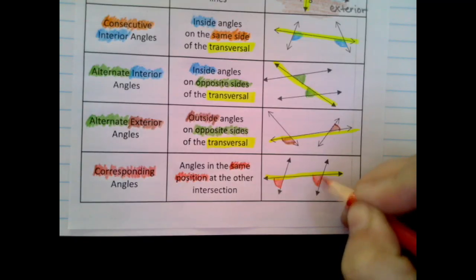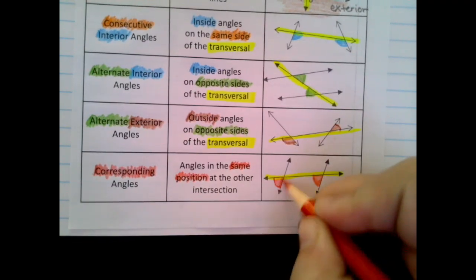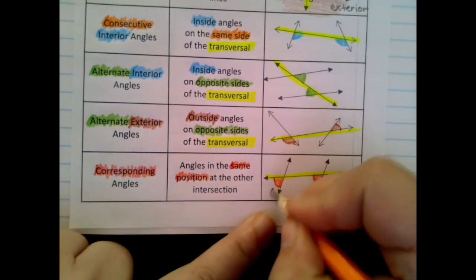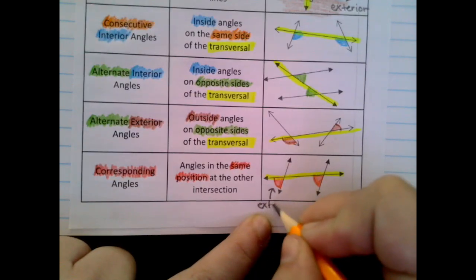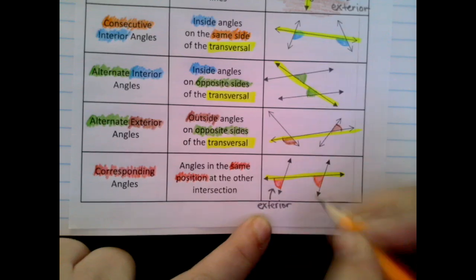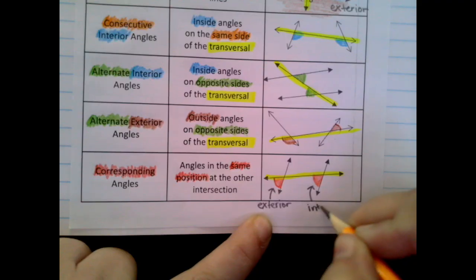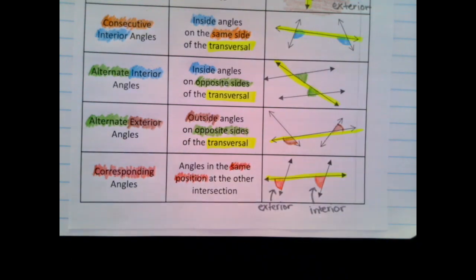So when we look at this one with corresponding, are these interior or exterior angles? They're both. This one is what kind? Exterior. And this one is interior. When we do corresponding, you get one of each. Okay, corresponding angles, you always get one of each, one interior and one exterior.